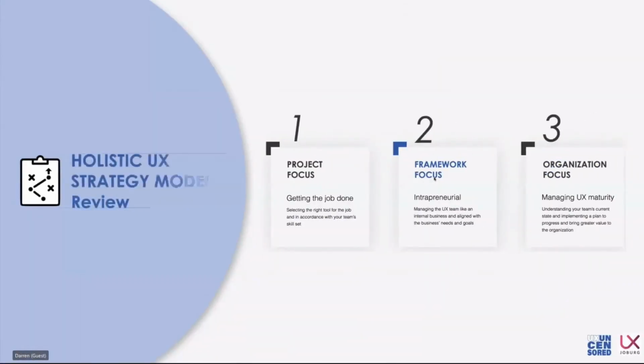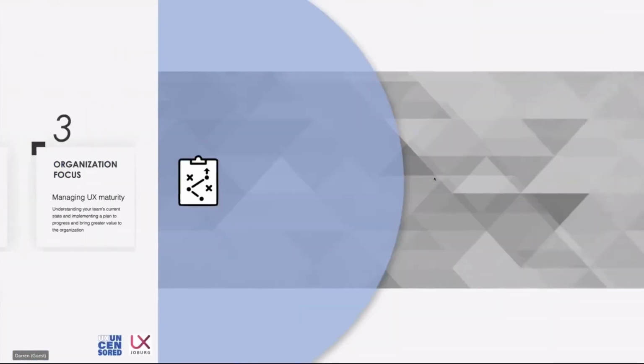So again, you've got project focus, getting the job done, the framework focus, where you look at things from an entrepreneurial perspective, treating it like it's your own business, and the organization focus, number 3, where you're strictly focusing on managing the UX maturity level. This is what I call the whole holistic UX strategy model, and that covers everything associated with UX strategy and not just doing the work.